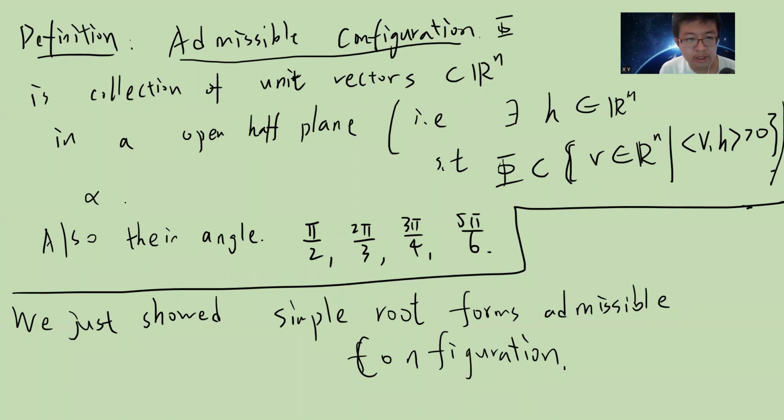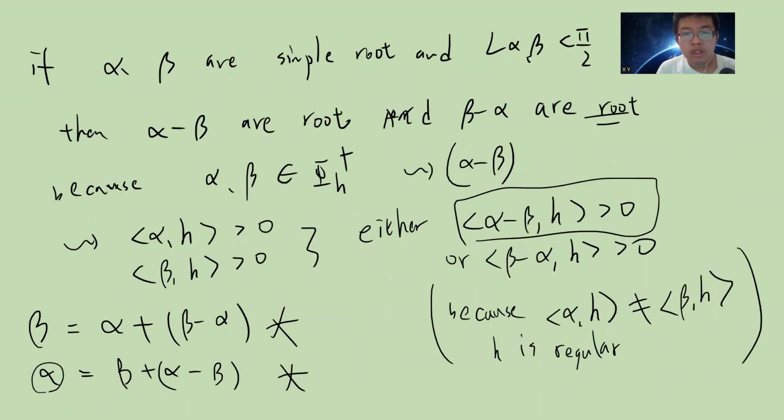Any two vectors must have an angle of pi over 2, 2 pi divided by 3, 3 pi divided by 4, or 5 pi divided by 6. And this is a collection of unit vectors. And then we just showed that simple roots form an admissible configuration. Okay, so in this video, my claim is that these root system diagrams are all the possible configurations, which completes the classification of finite dimensional simple algebras over the complex numbers.